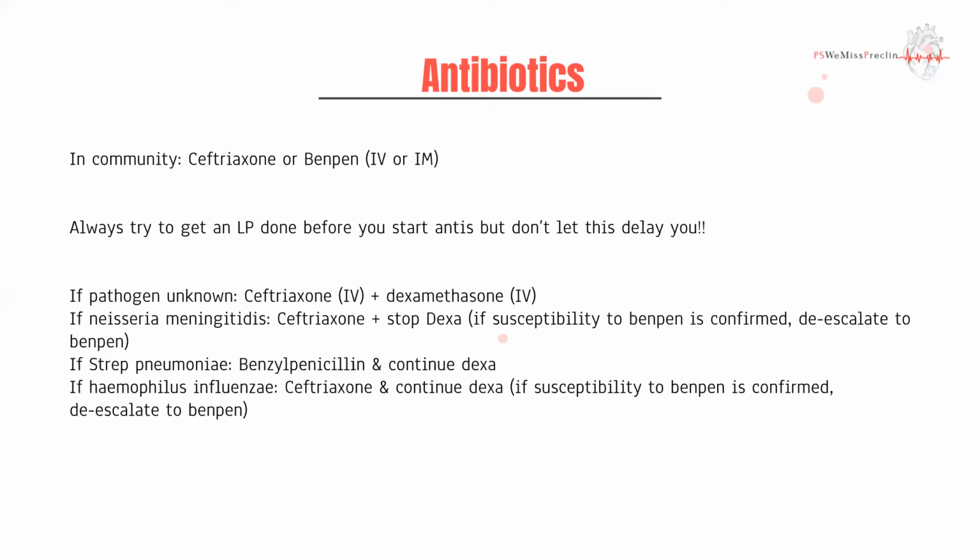If the pathogen is unknown, so let's say you've just done your LP, you've got your sample, you've sent them off to the lab, you don't want to wait until those samples come back for you to start them on antibiotics. You want to start them on antibiotics right after you've done your LP. So at this point, we don't know what the pathogen is. So in this case, we start them on ceftriaxone, which is the antibiotic, and dexamethasone, which is a steroid.